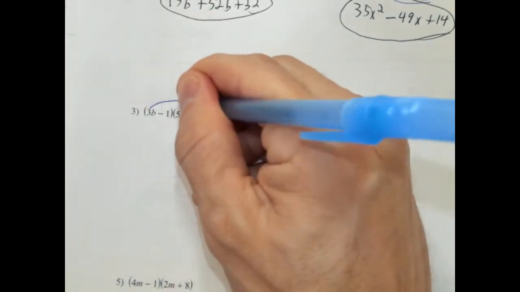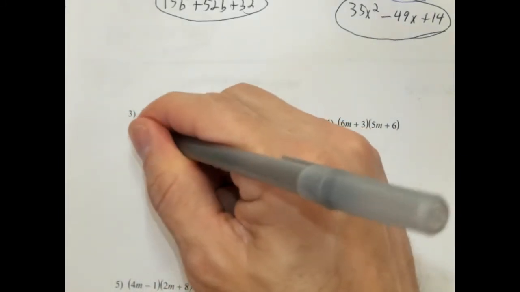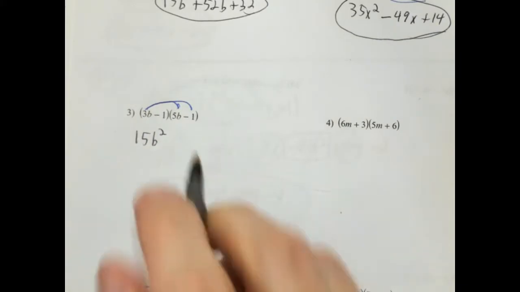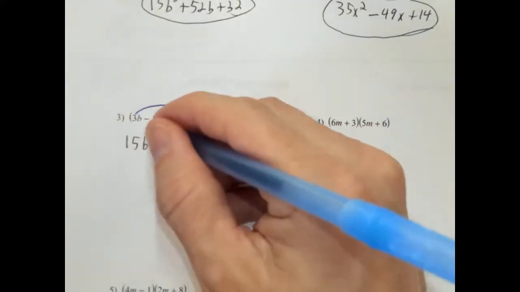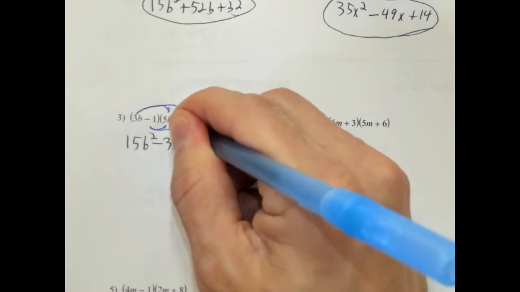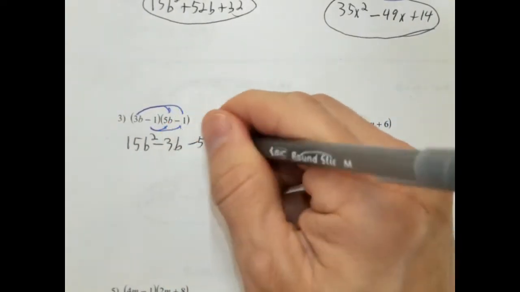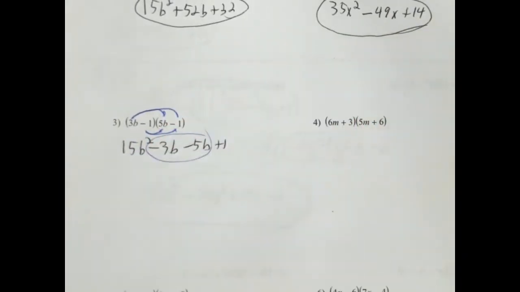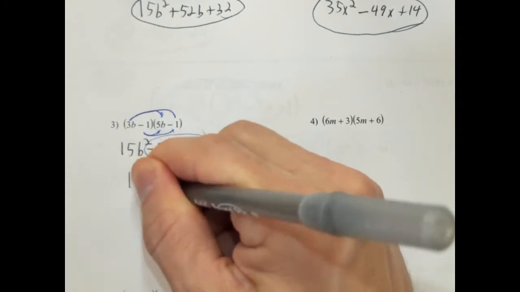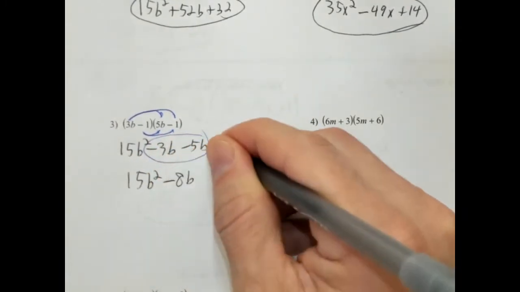So 3b times 5b and 3b times negative 1. 3b times 5b is going to be 15b squared. 3b times negative 1 is negative 3b. Negative 1 times 5b, negative 1 times negative 1. All right, so negative 1 times 5b is going to be negative 5b. Negative 1 times negative 1 is positive 1. We're going to combine these like terms. Bring down the other two terms, 15b squared. Negative 3b minus 5b will be negative 8b. Bring down the positive 1.